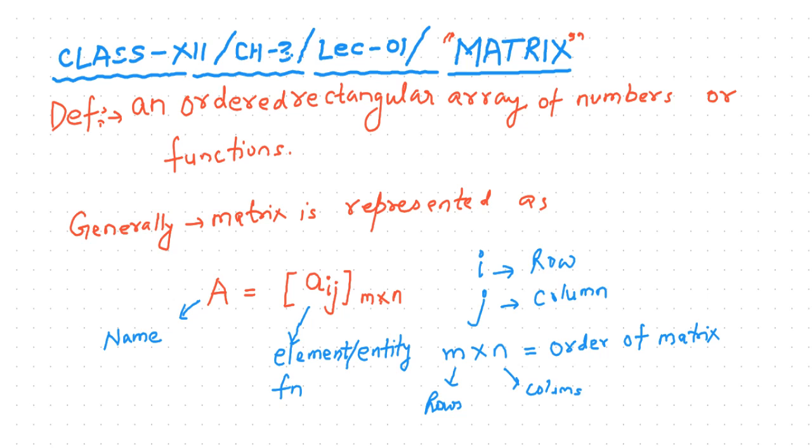It is written like this only. Suppose there are two rows and three columns, we cannot write the order as 6. No, we have to write in the same format, that is 2 cross 3. This is the order, and the product of 2 and 3 is 6, that is, 6 is the total number of elements present in the matrix. I hope as of now you got my point.